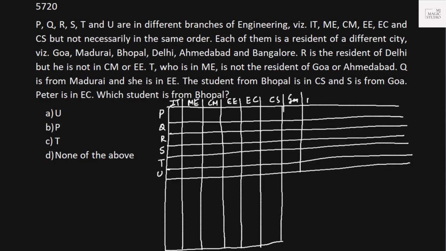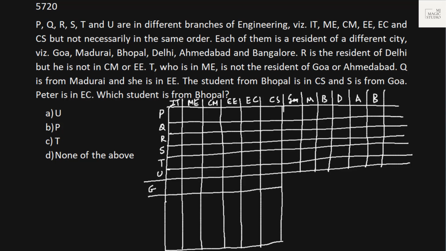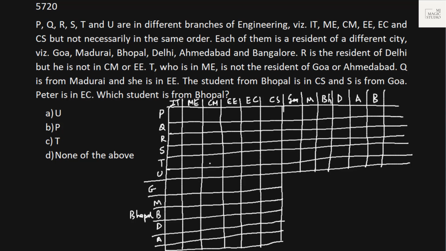Goa, Madurai, Bhopal, Delhi, Ahmedabad, Bangalore. Let me draw this here also. Goa, Madurai, Bangalore, Delhi. Okay, first was Bhopal. So this is Bhopal, Delhi, Ahmedabad, and then we have Bangalore.